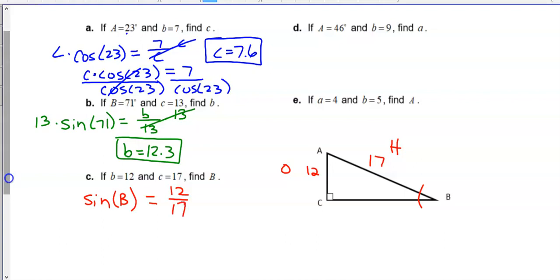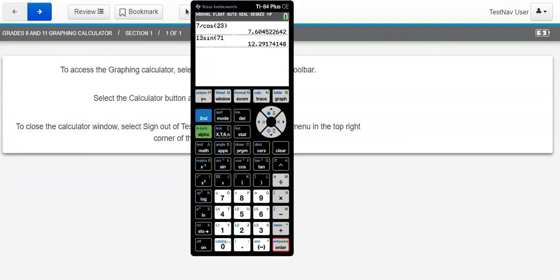Remember, if you need to get something out of a trig ratio, out of your sine, cosine, or tangent, you need to take the inverse of both sides. So you are typing in your calculator inverse sine of 12 divided by 17. So second sine 12 divided by 17. And you get about 44.9 degrees.